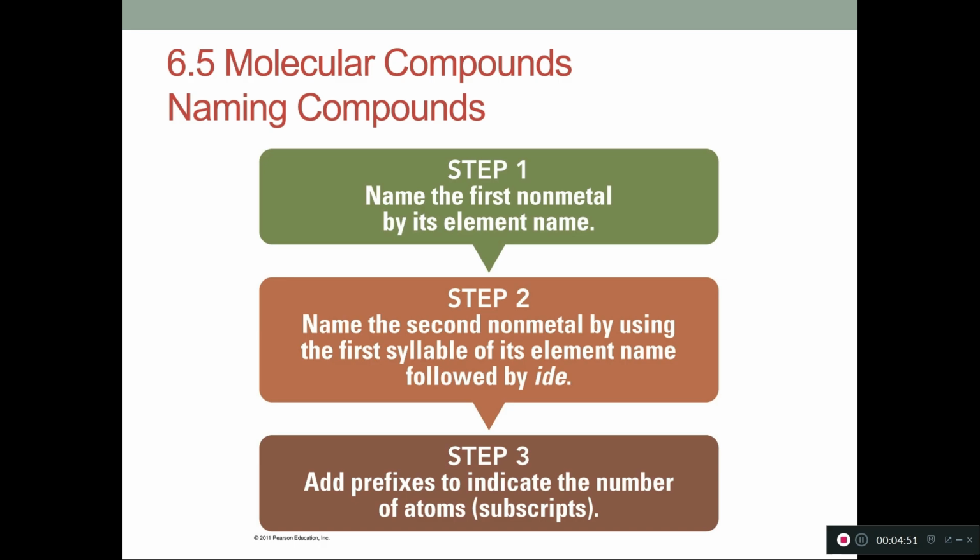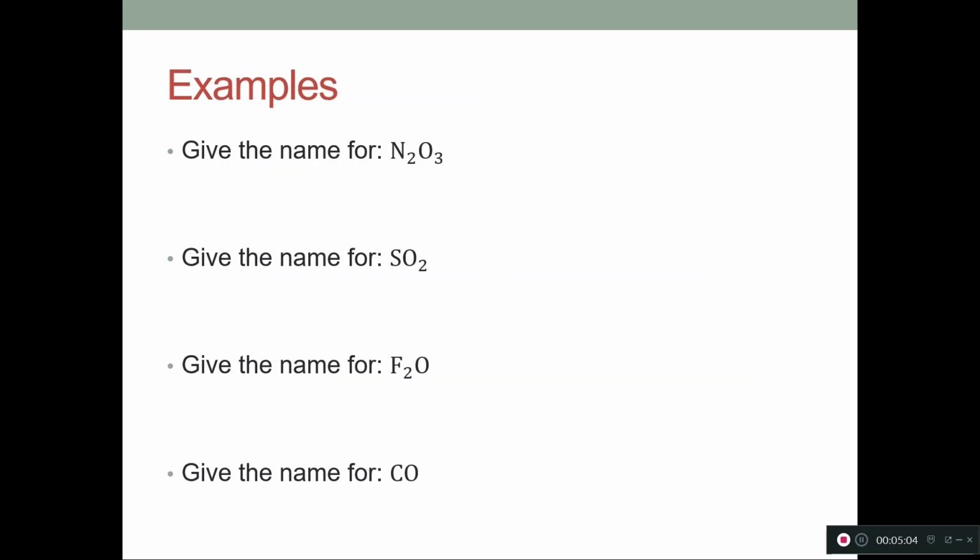But remember, if the first atom listed only has one, we do not use the mono prefix. So we'll go through a few examples here. We have N2O3. That means we have 2 nitrogens, 3 oxygens. So that would be dinitrogen trioxide. The next one, we have 1 sulfur and 2 oxygens. So that means we have sulfur dioxide.